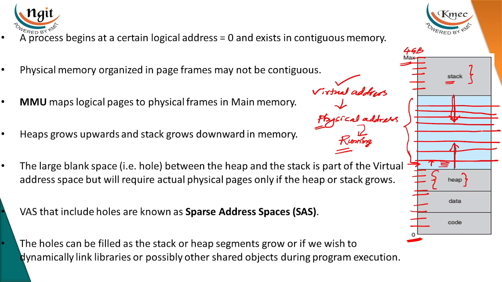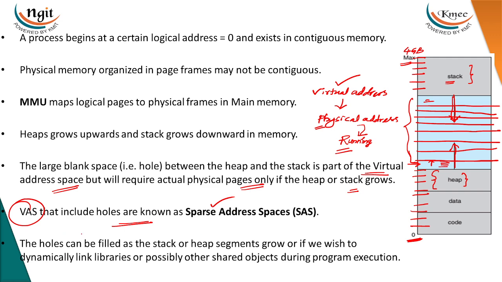See, look at this large hole of memory. The blank space between the heap and stack is a part of our virtual address space, but it will require physical pages in the main memory. As this heap and stack grow, you will keep getting one extra physical page in the main memory. So the virtual address space that includes the holes, we will call sparse address space.